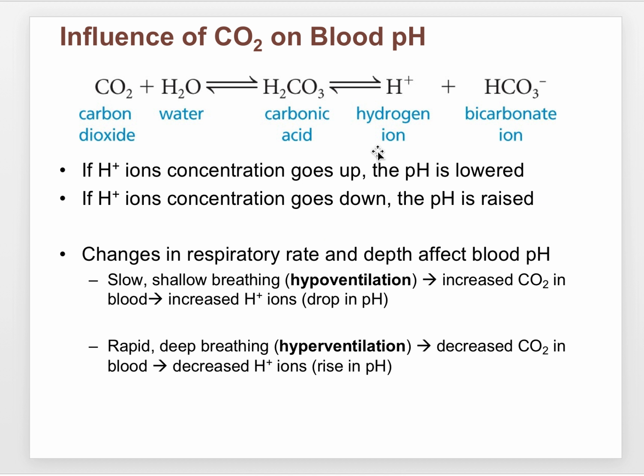Here's our same process here. If you have a situation where the hydrogen ions go up, the pH is lowered. Just by definition, the pH is lower if the hydrogen ion concentration goes up. If hydrogen ion concentration goes down, the pH is considered to be raised. So the pH is inversely proportional to the amount of hydrogen ions.